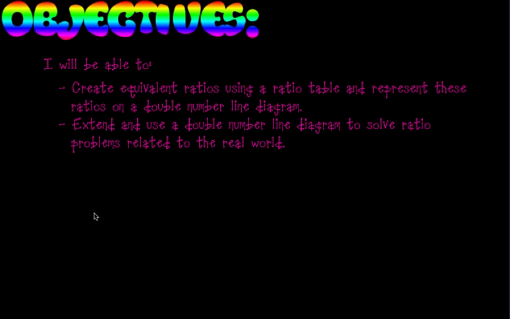Okay, so I've already talked about how to use a ratio table. Now we're going to use that ratio table to create a double number line. And then we're going to use that double number line to solve problems. Overall, what we're trying to get to is that understanding of how the numbers are working together, so that way down the road, you don't need these ratio tables and double number lines anymore.